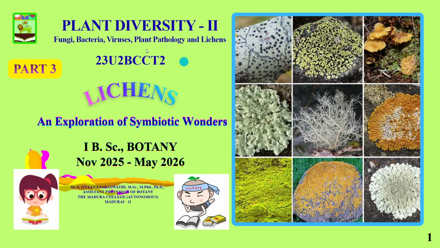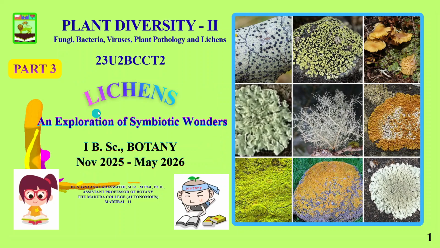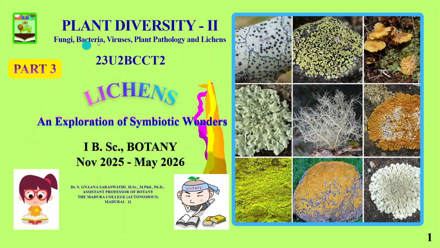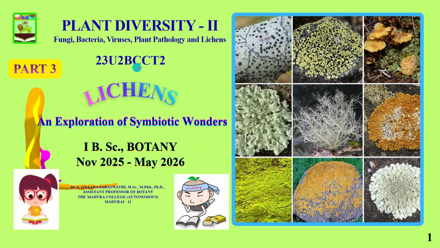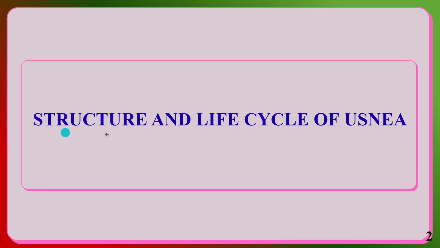Welcome you all to my lecture series on lichens, part 3. This topic, lichens, comes under plant diversity 2 with the course code 23U2BCCT2. In today's lecture, we will be dealing with the structure and life cycle of Usnea.